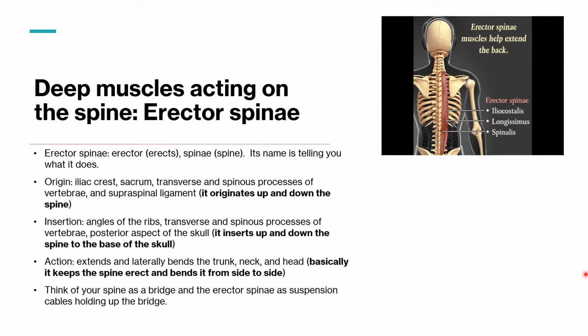Insertion. It inserts on the angles of the ribs, transverse and spinous processes of the vertebrae, and the posterior aspect of the skull. So essentially, it inserts up and down the spine, up to the level of the base of the skull. Its action, it extends and laterally bends the trunk, neck, and head. So basically, it keeps the spine erect and bends it from side to side.